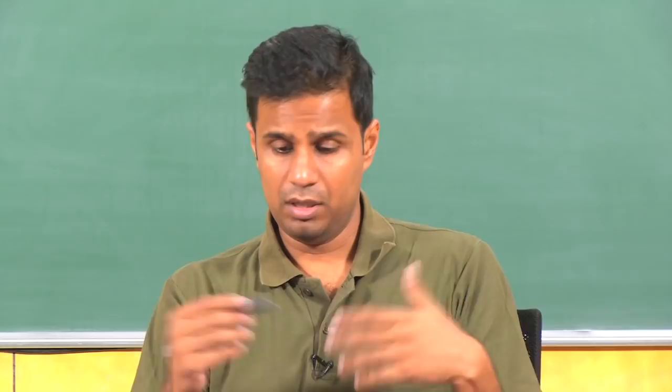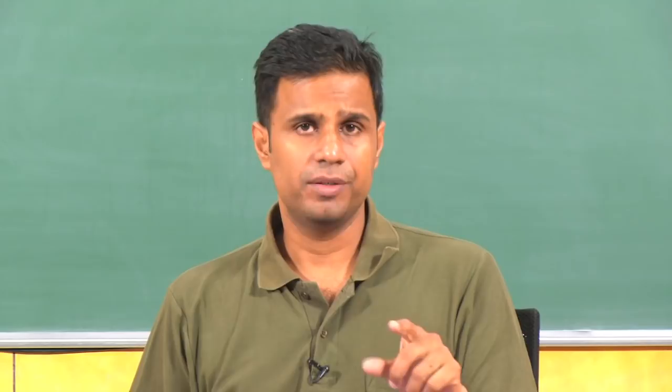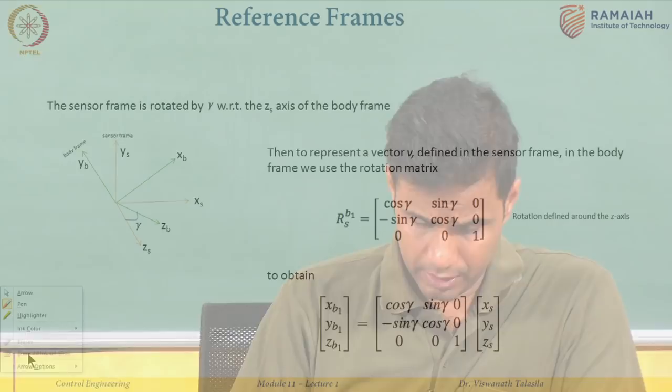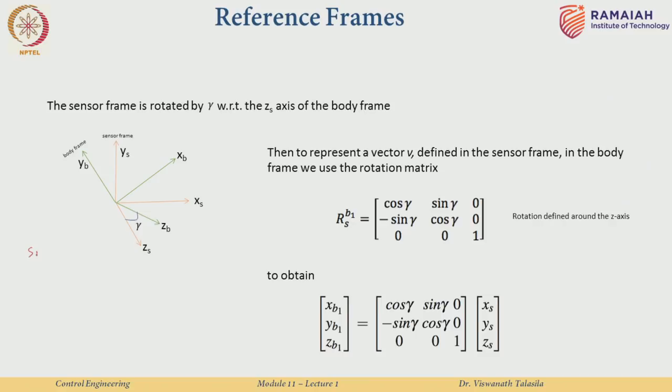Again, we take the same example of the sensor frame and the body frame, but please remember you can use this for any two frames. So the assumption I'm making here is that the sensor frame and the body frame have the same origin. So we have this origin over here, the two reference frames. Because we have three possible angular displacements between the two reference frames, we are going to consider each angular displacement independently.